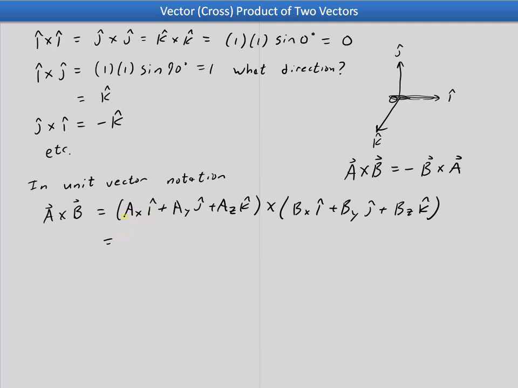So the first term is AX i hat, and we'll cross that with BX i hat. So that gives us AX times BX times i hat crossed with i hat. And if we look at our rule up here, that must be 0. Okay, so then we'll add that to AX times, the next one would be BY, i hat cross j hat. That's not 0. That turns out to be k hat.